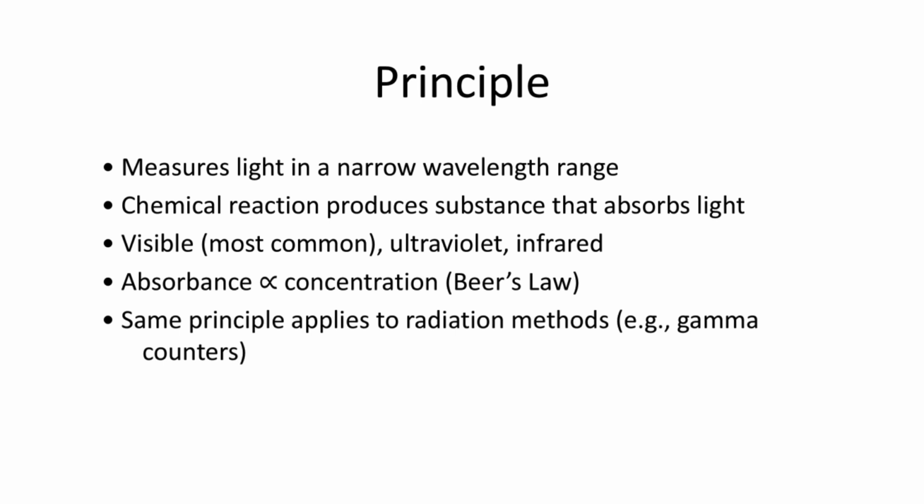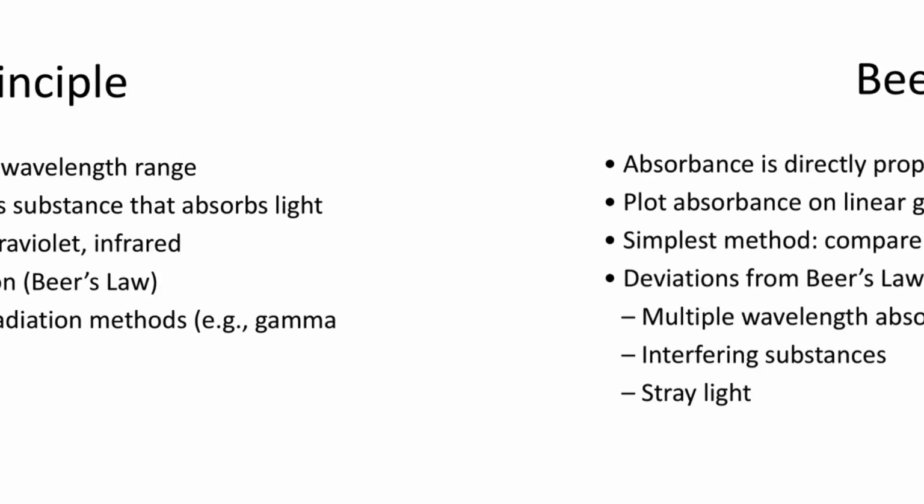Under ideal conditions, the amount of light absorbed by a solution, when illuminated with light of the proper wavelength, is directly proportional to the concentration of its colored component. This principle is known as Beer's law. Importantly, the same principle applies across many analytical methods that measure radiation, such as gamma counters.